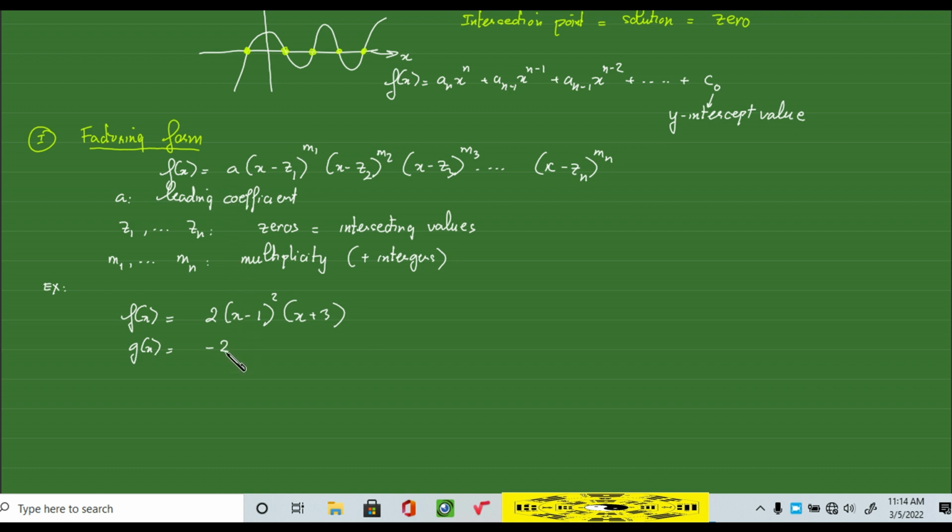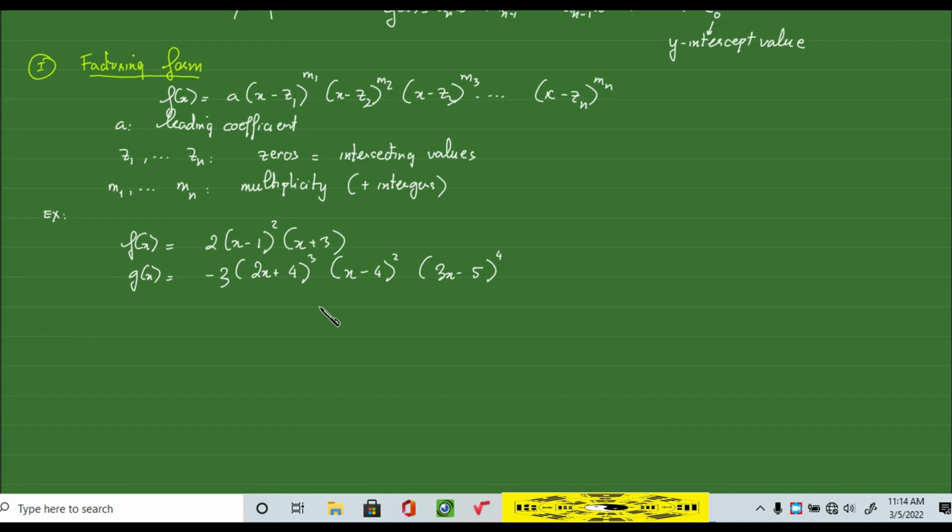For example, in this case, I have a -3, (2x plus 4) raised to the third power, and over here (x minus 4) raised to the second power, and over here (3x minus 5) raised to the 4th power. Here you go. This is also a polynomial function in factoring form. Okay, it could be like this. You see, it's a little bit different. It's not just x, but this is 2x. It's not just x, but it's probably 3x. But it's still considered a polynomial function in factoring form.